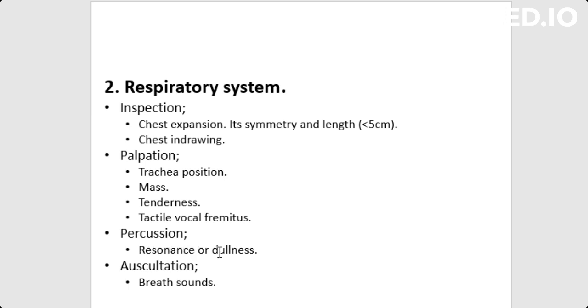Is it resonant or is it dull? Normal is resonant. Dullness means there is an abnormality. And finally, on auscultation, you need to auscultate, or listen, for breath sounds and abnormal breath sounds, of course.